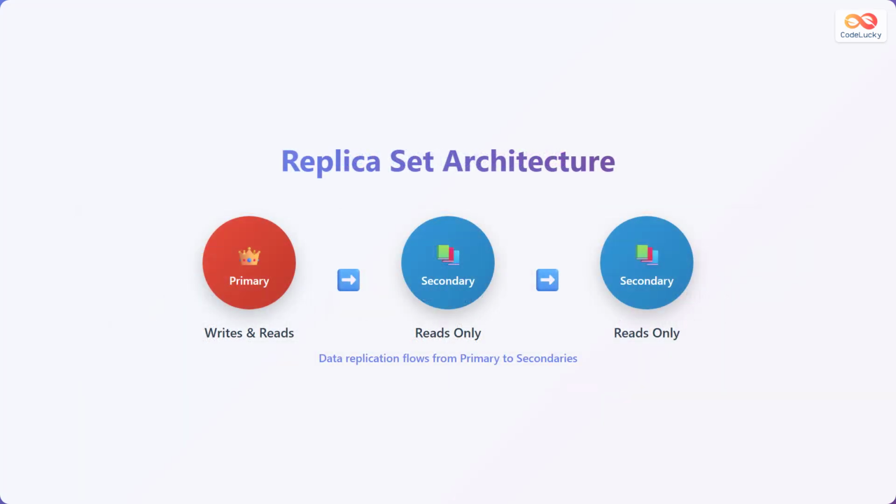This is a typical replica set architecture. At the center, we have the primary node, which handles both read and write operations. The data is then replicated to the secondary nodes, which are read-only. This ensures that even if the primary node fails, the secondary nodes have the same data, maintaining data consistency and availability.